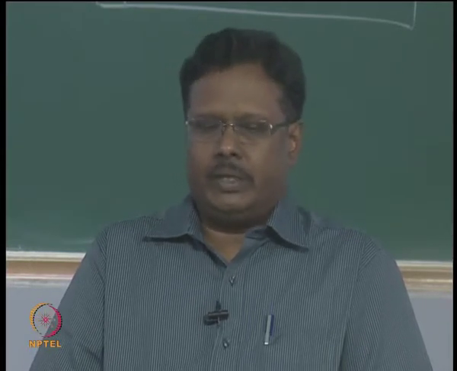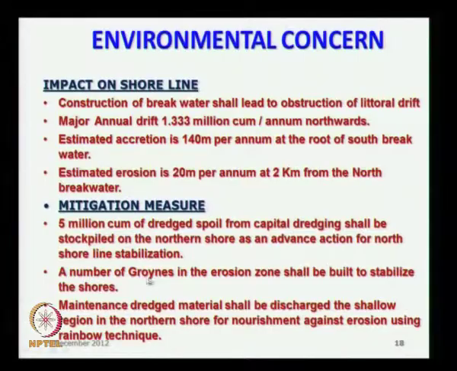So we make a stockpile, but the stockpile will remain in place if you do groins. If we have a groin field along with the artificial nourishment, then even for about 25-30 years we may not have to do any artificial nourishment. We have to see what happens with the groins. And the maintenance dredge material, which is about 5% or 10% of the capital dredging, they also will be discharged on the northern side for nourishment against erosion using rainbow technique. This is the mitigation measure.